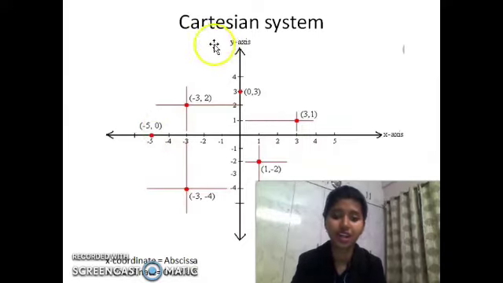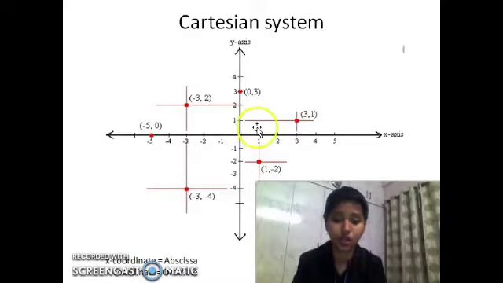Alright, so now let's start with the Cartesian system. The name depends on the French mathematician René Descartes. According to his name, because he designed it, it's called the Cartesian system. Now we will discuss it. I have already told you we need two parameters, right? All the parameters denote numbers, some numerical values.